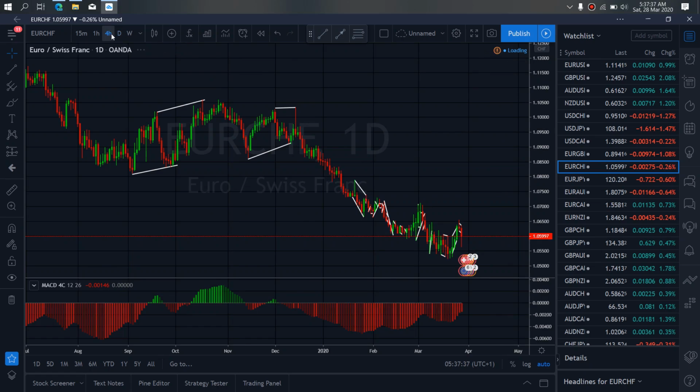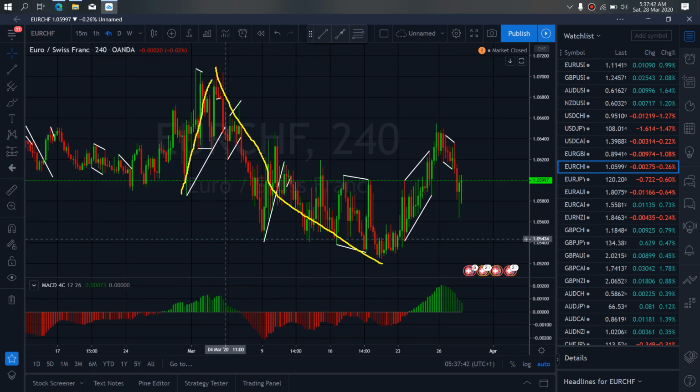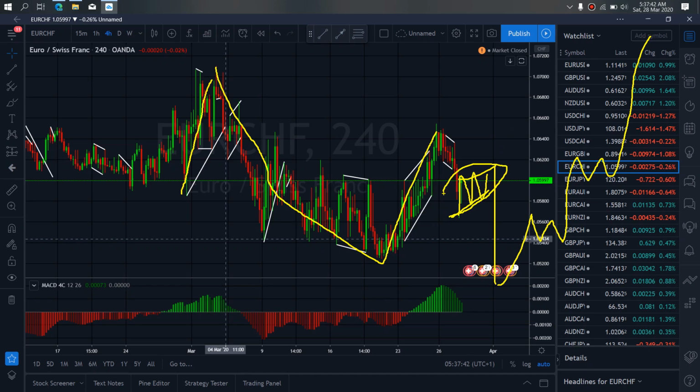So if we zoom to the 4-hour time frame on Euro Swiss, we are looking at this as A wave, this as B wave down, and this as the C wave. Which means this is a correction right now, for one more drop to retest this low before they will come back for us for a major upside move. So I want to look out for this correction this week on Euro Swiss.